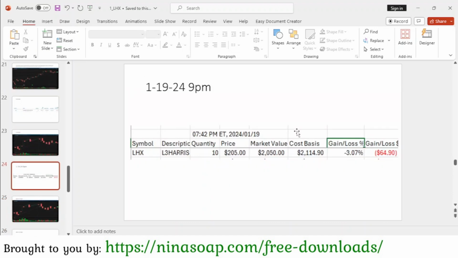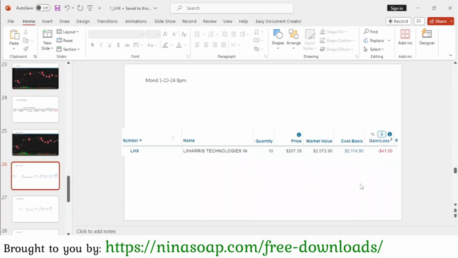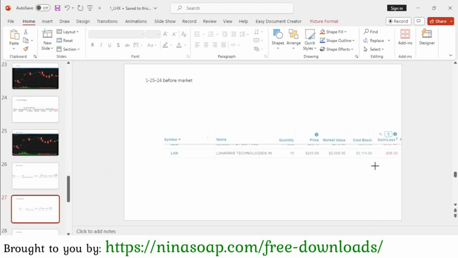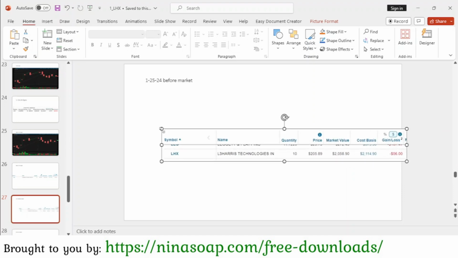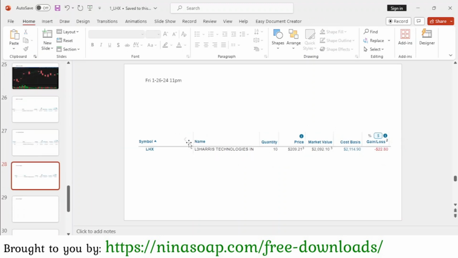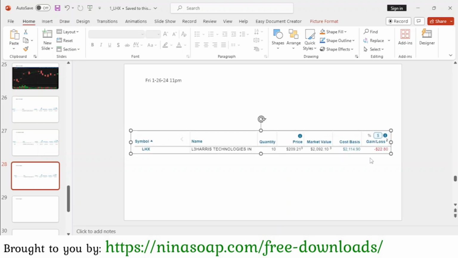On the 19th, it was $64 negative. On the 22nd, my new trend was accurate. It started going up, and on Monday the 22nd it was $41 negative. This one is a little bit too small. On the 25th, it was $56 negative. On the 26th, it is $22 negative. So we need to now add the chart to it.